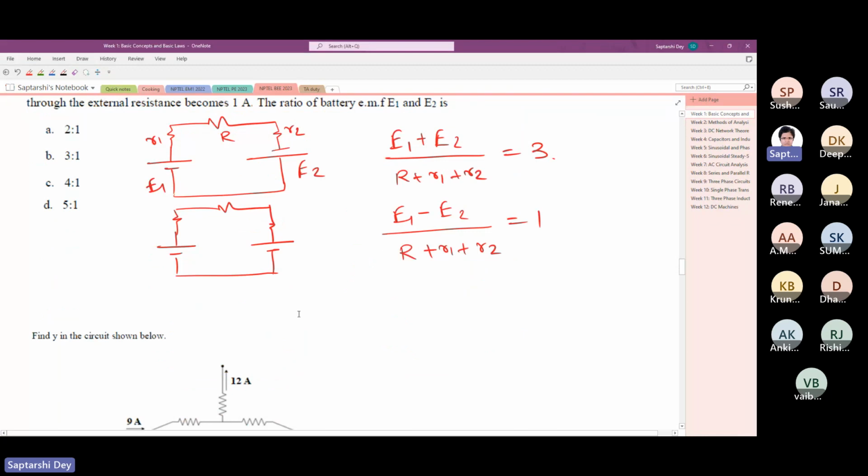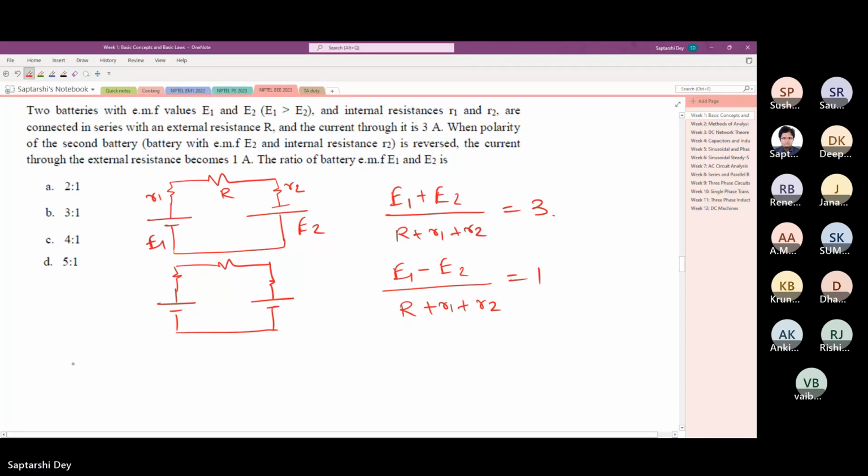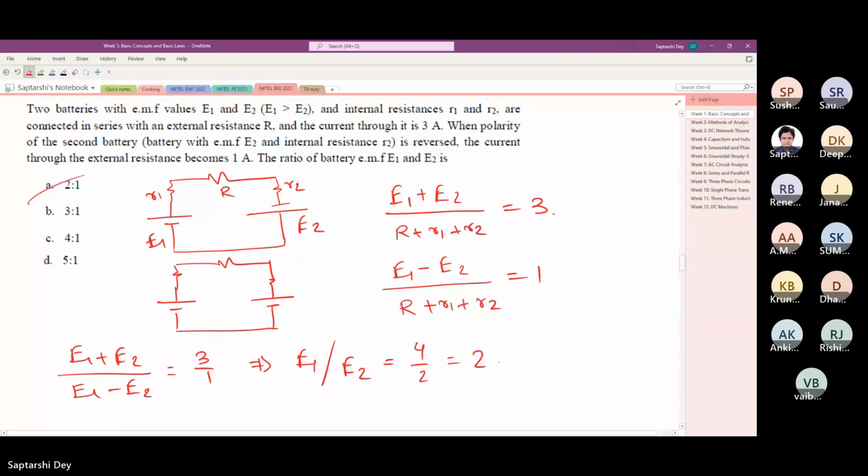They have asked us to find the ratio of E1 and E2. So we can just use componendo and dividendo. (E1 plus E2) by (E1 minus E2) is 3 by 1. So E1 by E2 is 4 by 2, which is 2. 2 is to 1. Clear? These are easy questions. I believe questions will become more and more difficult in the next classes.